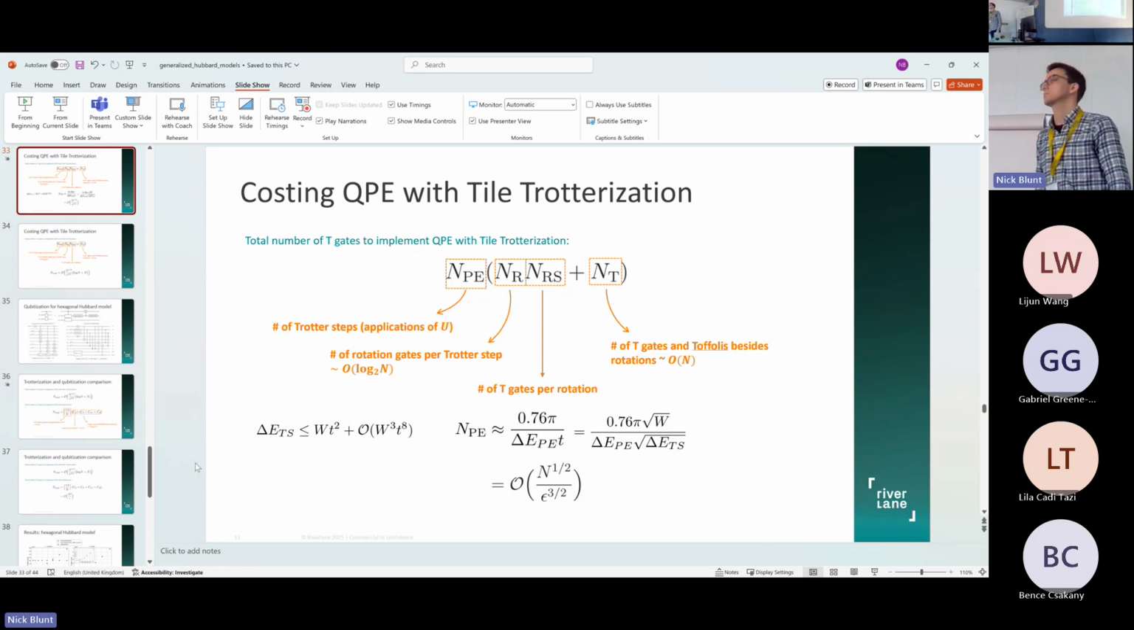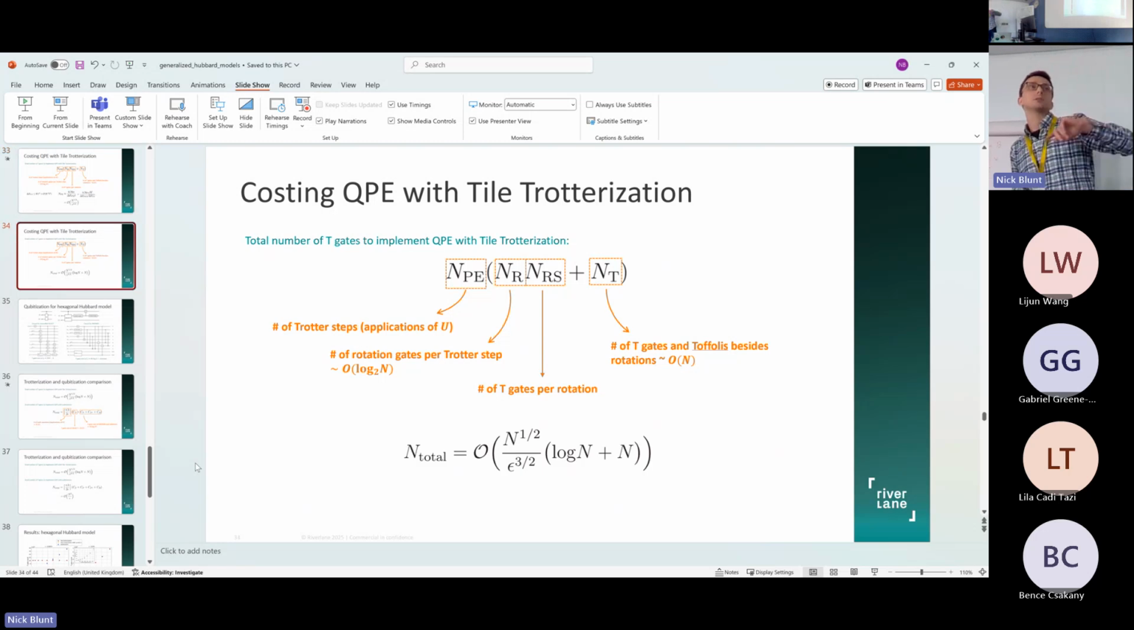So the n over 2 is from the square root. The n to the half is because we have the square root of the number in the numerator. So this is just multiplying this root n over epsilon to the 3/2 by the term at the top, which is log n plus n. Yeah, okay.